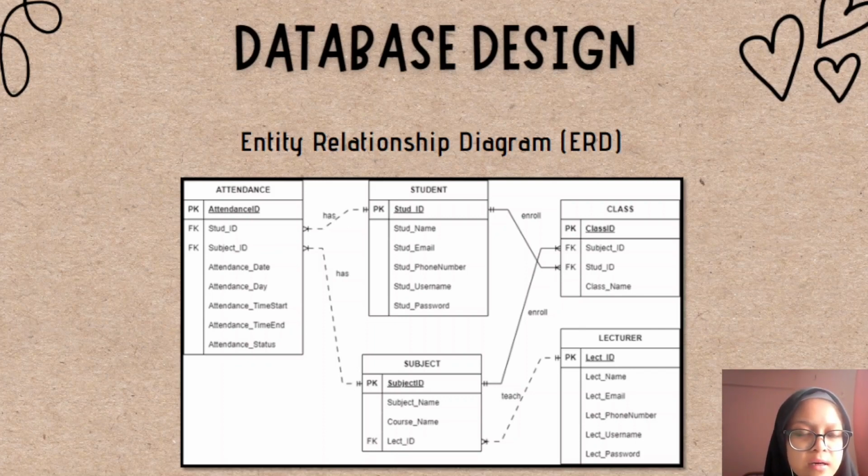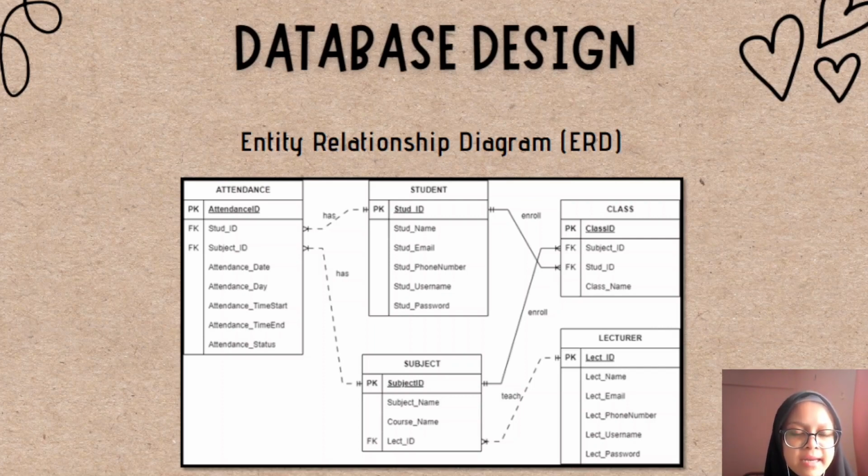For the fourth, entity is a subject and the last entity is a lecturer. In the entity attendance, there are a few attributes such as attendance ID, student ID, subject ID, attendance day, attendance time start, attendance time end, and attendance status.